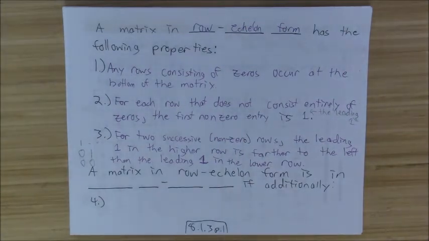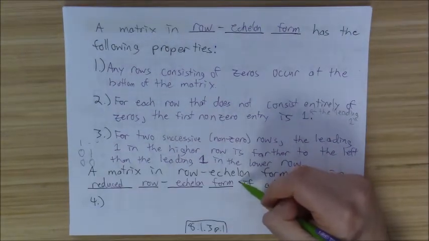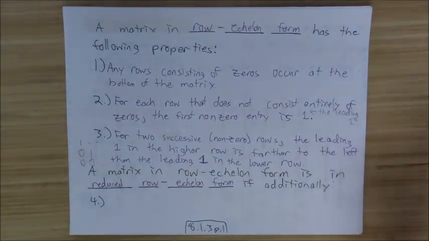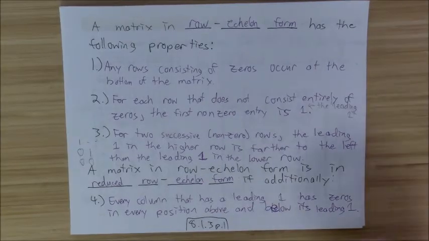And we further say that if a matrix is in row echelon form, it is in reduced row echelon form if additionally we also have the following condition. Every column that has a leading one has zeros in every position above and below its leading one.